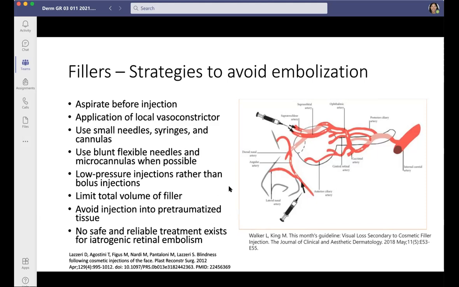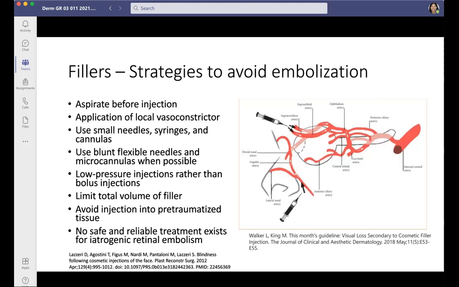But the main thing to remember here is prevention is key. If you can, use your filler injection technique in a way to avoid impacting the vessels that feed the eye, then that is ideal, because really there's no safe and reliable treatment once the embolization occurs. There's all sorts of things that we try, including ocular massage, try to give eye pressure lowering eye drops to bring down the pressure.